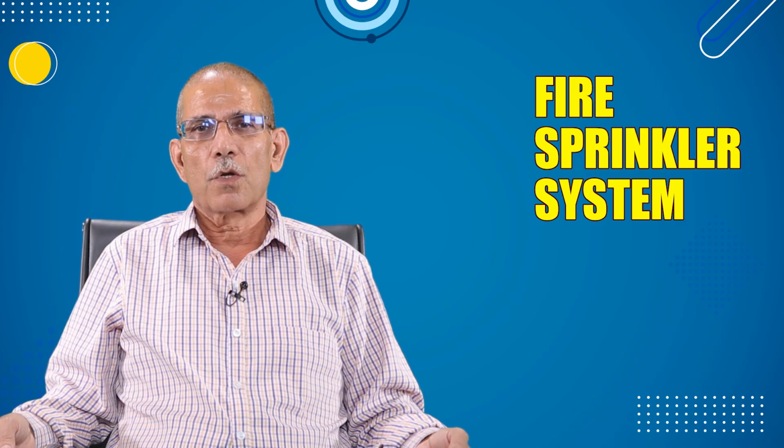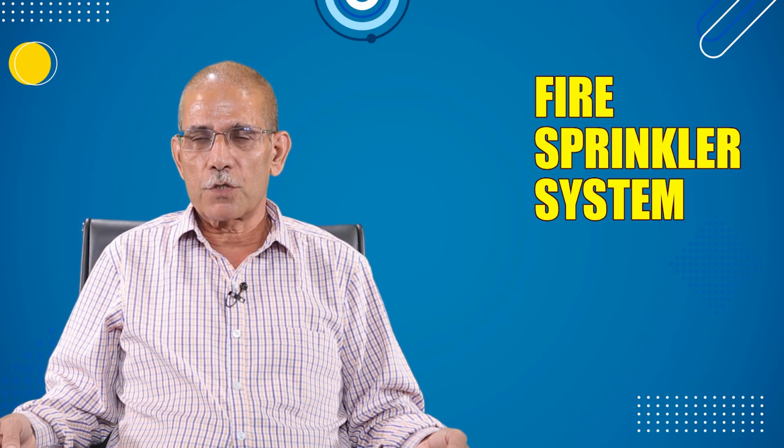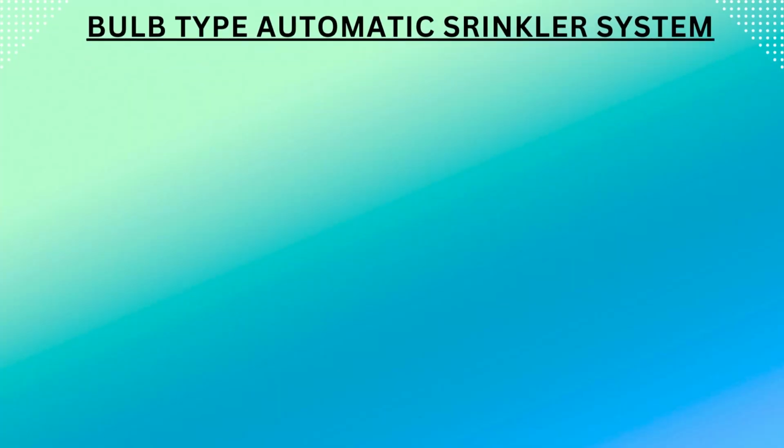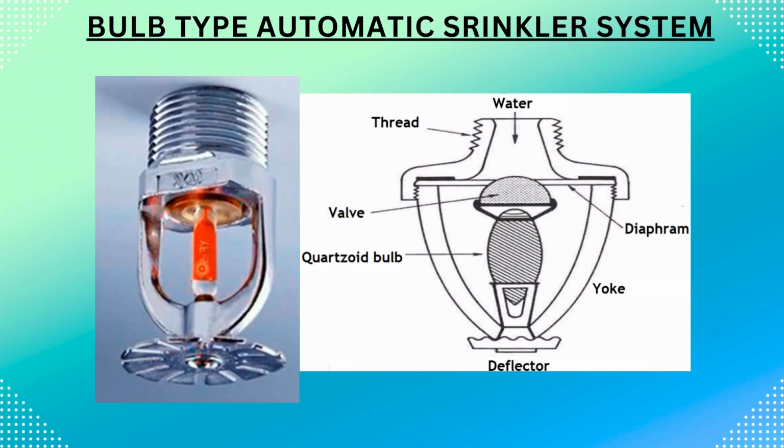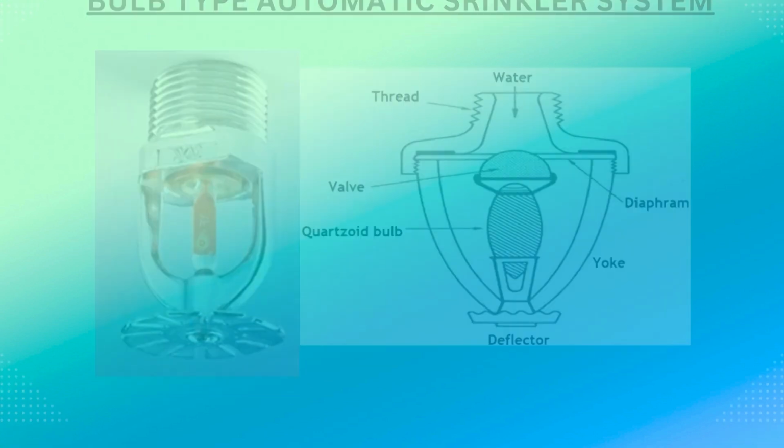The figure shows the bulb type automatic sprinkler system. The main components of the sprinkler head are a valve, a quartzoid bulb, a deflector, a yoke and a diaphragm. Water enters from the top and the thread connection is shown. Based on this, the selection shall be made.